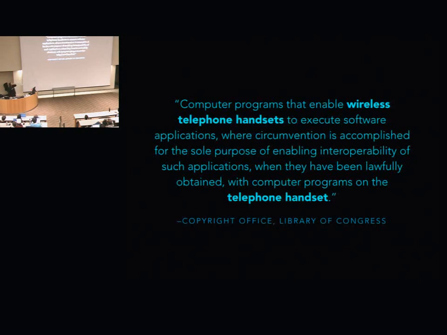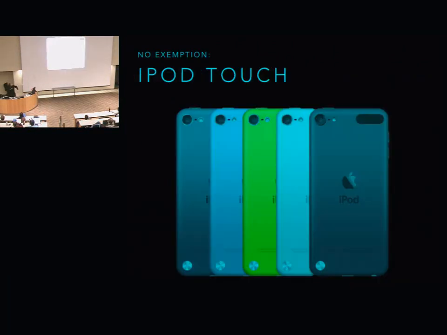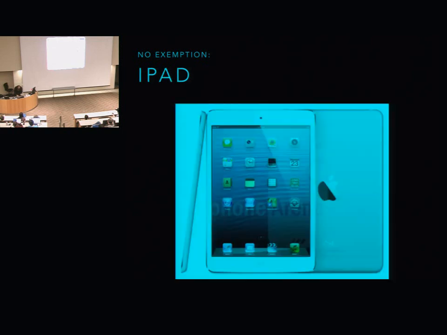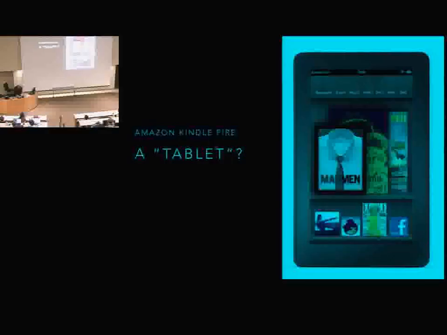So here's actually, out of order, here's the actual text, right? Computer programs that enable wireless telephone handsets to execute software applications, where circumvention is accomplished. Yeah, all the stuff about telephone handsets. And so Apple TVs, iPod touches. I did this all out of order. Now, iPod touches, iPads. Is this a tablet? This is a tablet, okay.